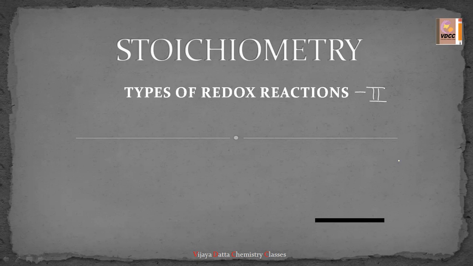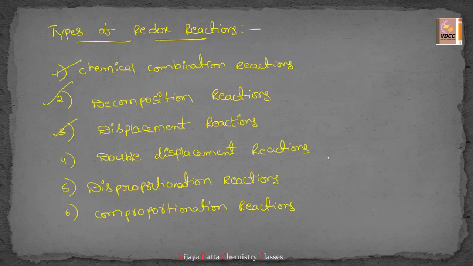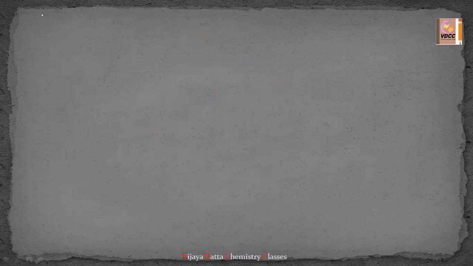Today we are going to start types of redox reactions part 2. Part 2 in the sense that in the last video we have done chemical combination reactions, chemical decomposition and displacement reactions. Today we are going to discuss double displacement reactions, disproportionation and comproportionation reactions. Let us enter into the double displacement reaction. This is the fourth type of redox reaction, that is double displacement reactions.